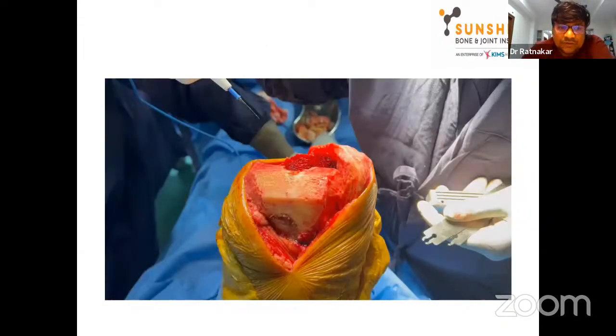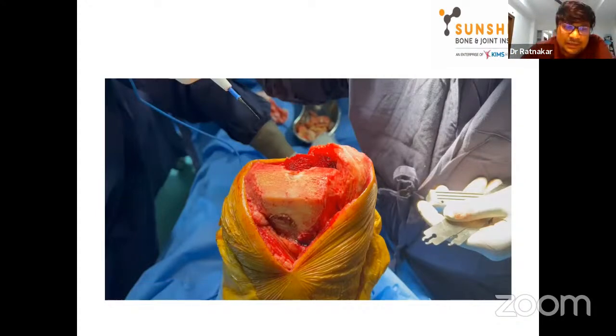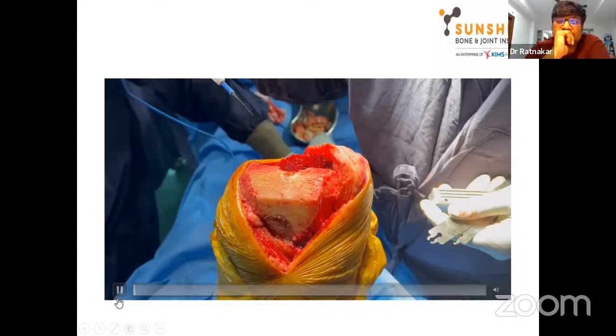In this particular video, I'm just showing that after completing all the four cuts, your flexion contracture is not yet corrected. You want to revise your distal femur cut. So you can just go through this video.